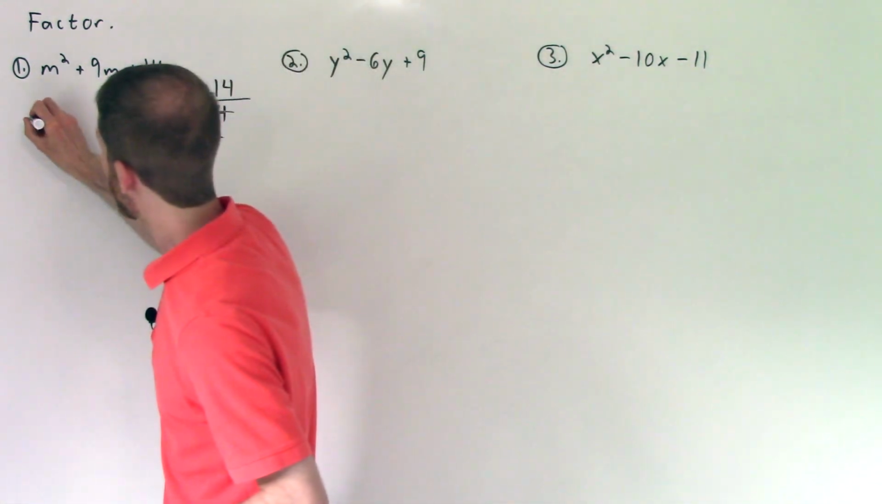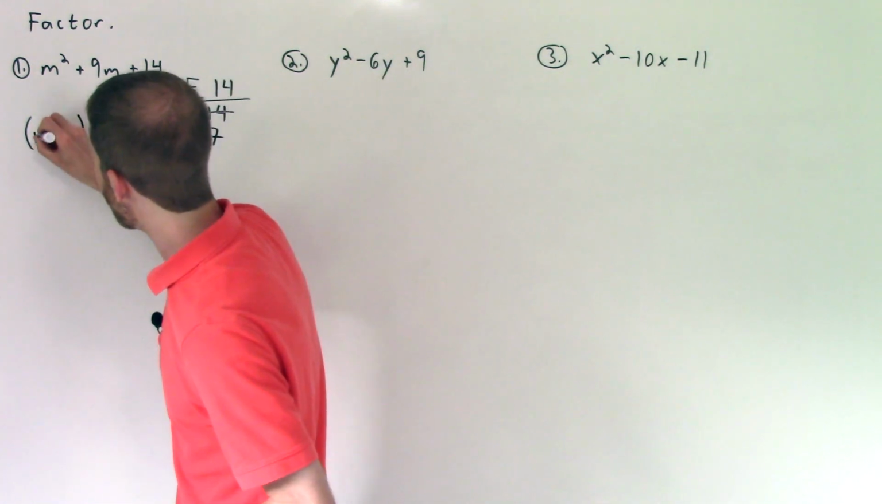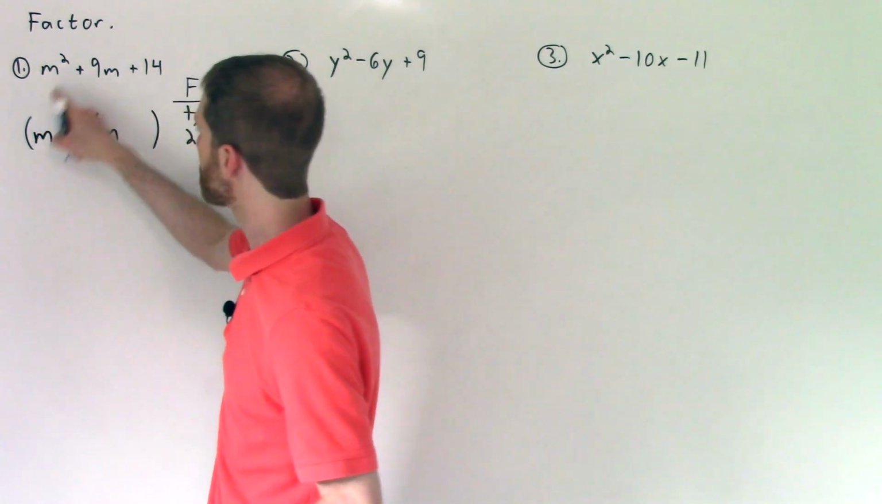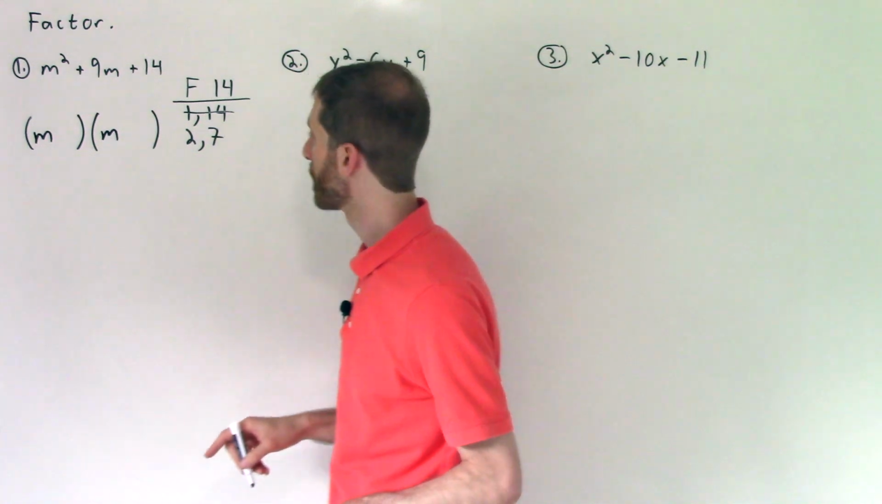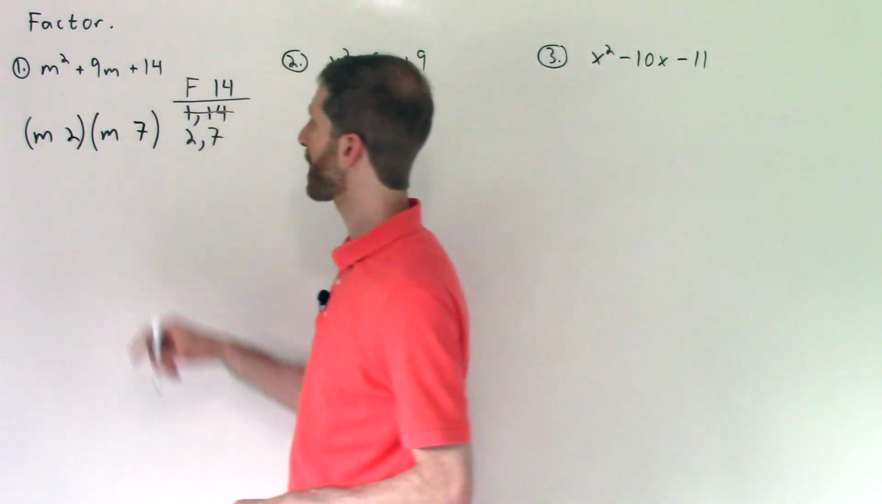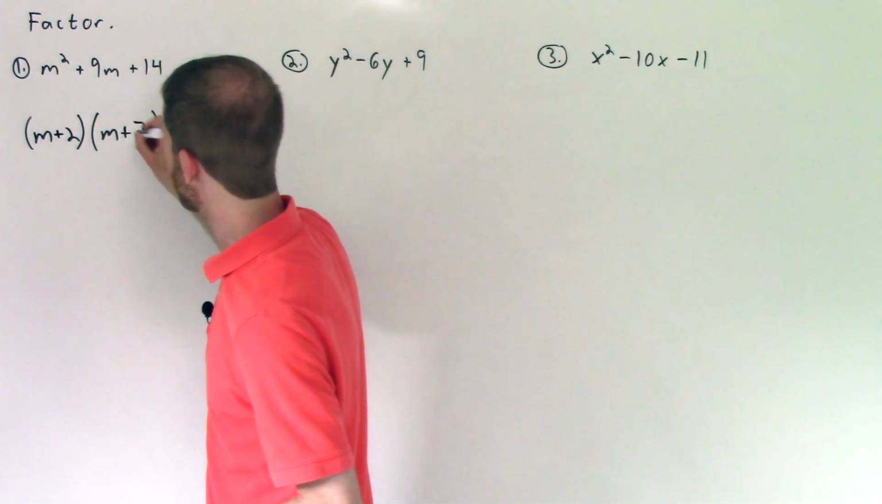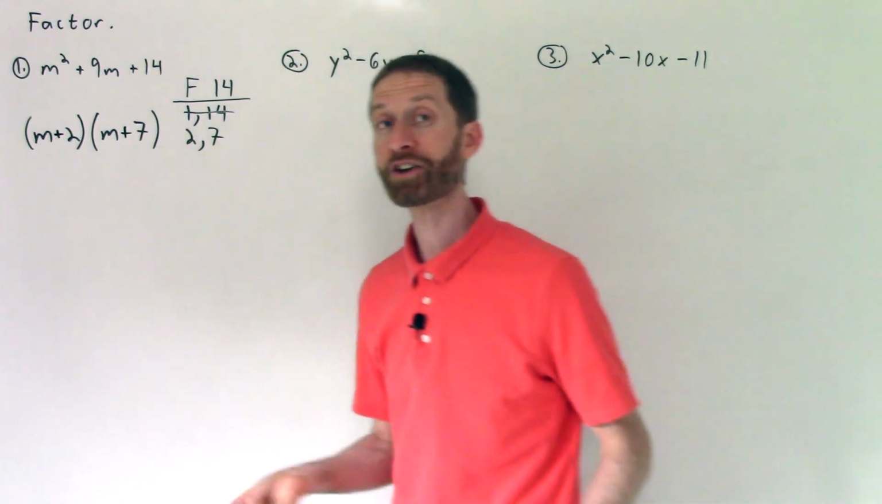So now we put out our parentheses, those are our two binomials, and I know that I have an m and an m here, because m times m is going to give me m squared. Now 2 and 7, let's test them out. Well, 2 plus 7 would give me 9, so they both have to be positive, and so we know that that is our answer. Now how do you check your answer?